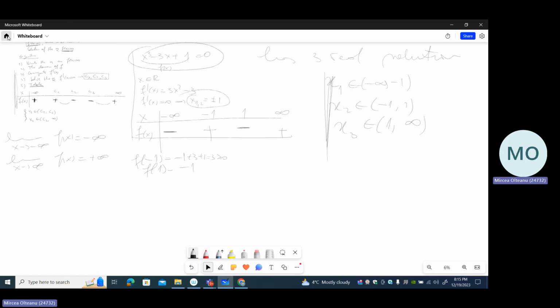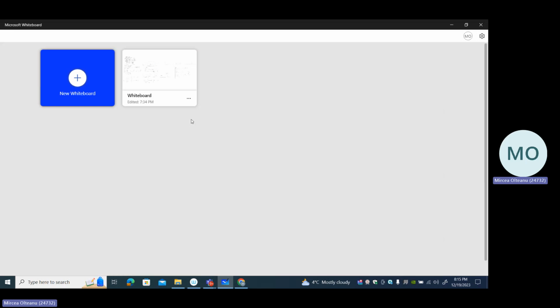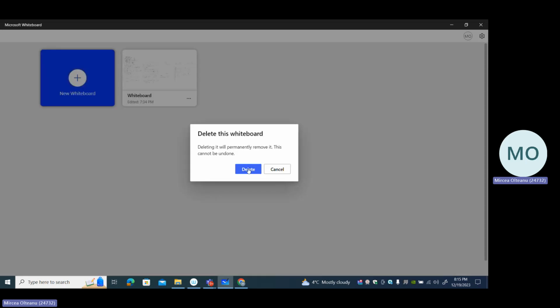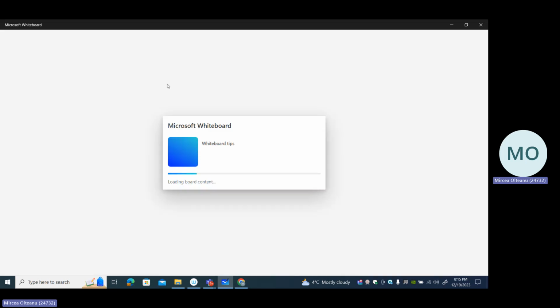Okay. Let's consider another example. Let's consider the following equation, for example, x minus 2 equals square root of x squared plus 1.